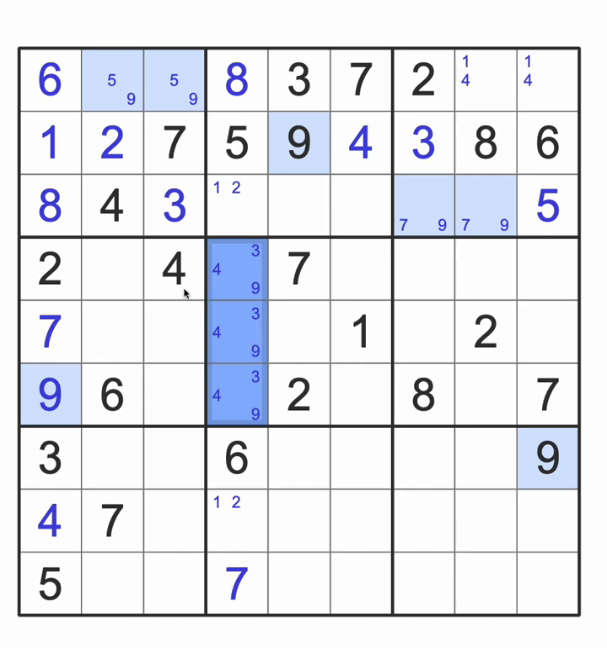I should clean this up. 4 here blocks this cell. 9 here blocks this cell. But these are 3, 4, 9 triple. That means these 3 cells are left with 5, 6, and 8. And here's 6 and 8. That makes this cell 5.